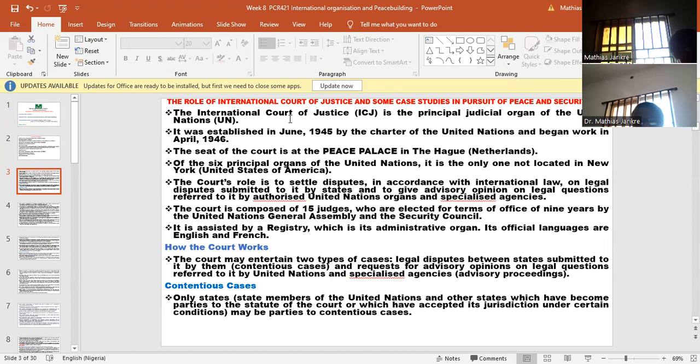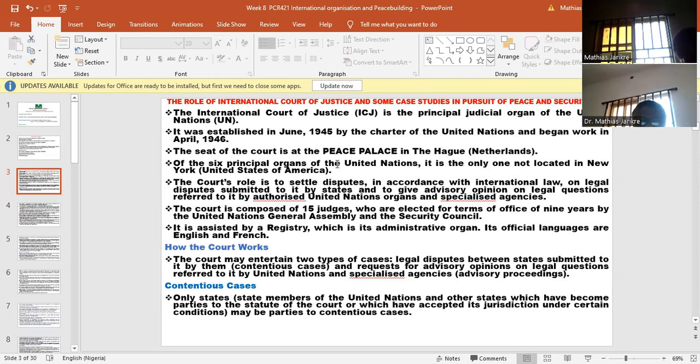The International Court of Justice, ICJ, is the principal judicial organ of the United Nations. It was established in June 1945 by the Charter of the United Nations and began work in April 1946. The seat of the court is at the Peace Palace in The Hague, the Netherlands.